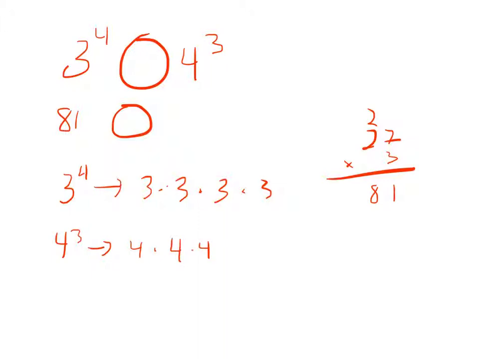4 times 4 is 16. 16 times 4 be 24. 4 times 1 is 4, 5, 6, so this will be 64. So we can say 3 to the 4th power is greater than 4 to the 3rd power.